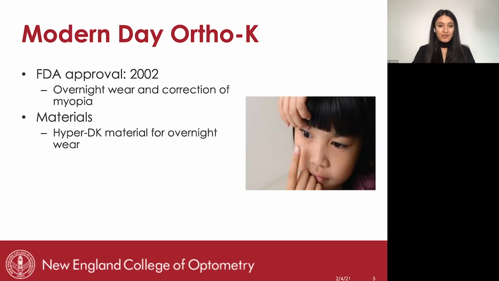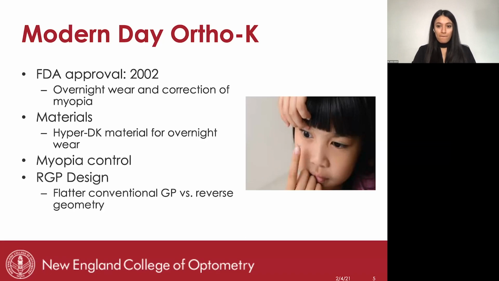Okay, so again, the materials. The availability of the high Dk materials has contributed to safe overnight wear. The higher oxygen material made it somewhat okay for the lens to sit in a closed lid environment when oxygen to the cornea is limited. So the newer RGP lens design creates corneal shape changes so that the refractive correction can last throughout the day. The night wear regimen is one of the biggest advantages of modern orthokeratology, and it's perhaps the primary reason why it's becoming so popular for myopia control as well.